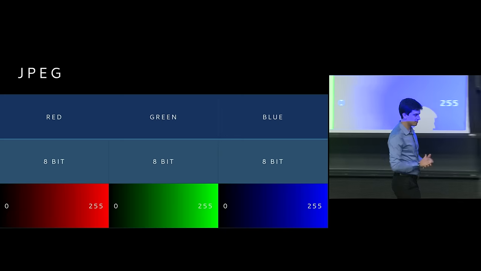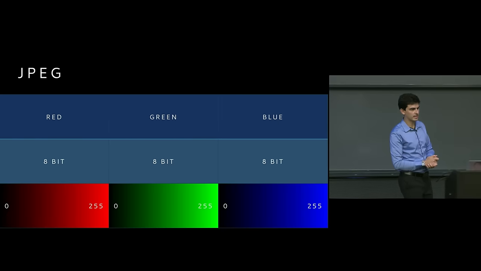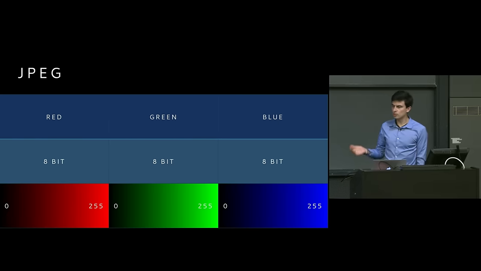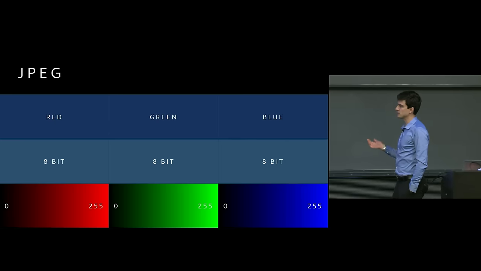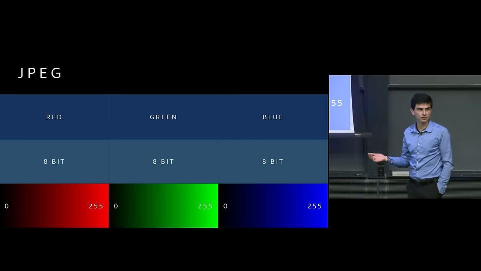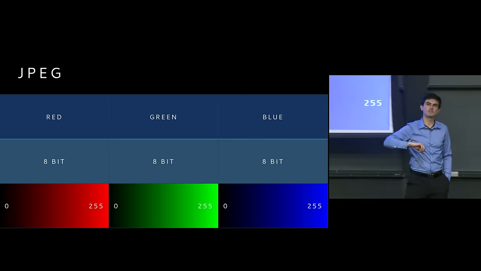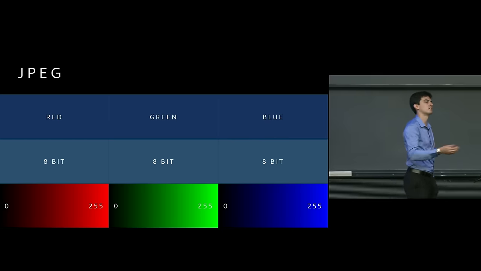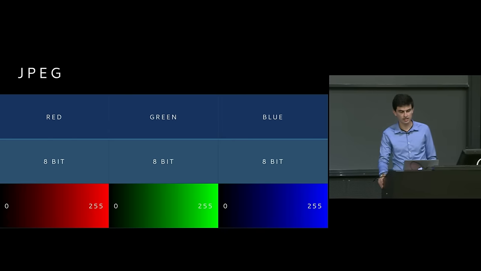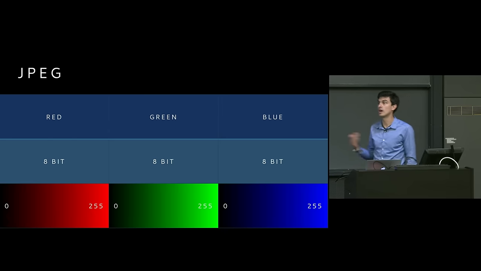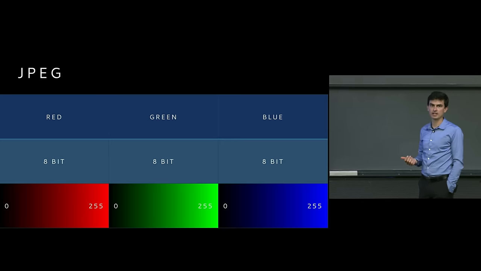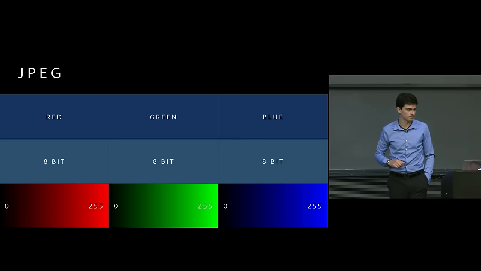Now, it might seem unintuitive how we can have just 256 different values, but still be able to produce millions of different colors. But imagine that you multiply 256 times 256 times 256 to represent all of the possible combinations of these colors. Hopefully it becomes a little more obvious why we can have so many different values represented at an individual pixel.